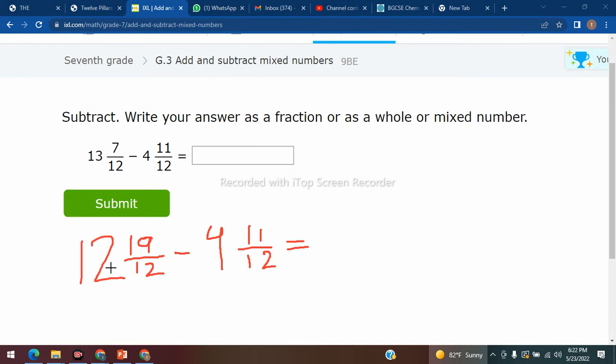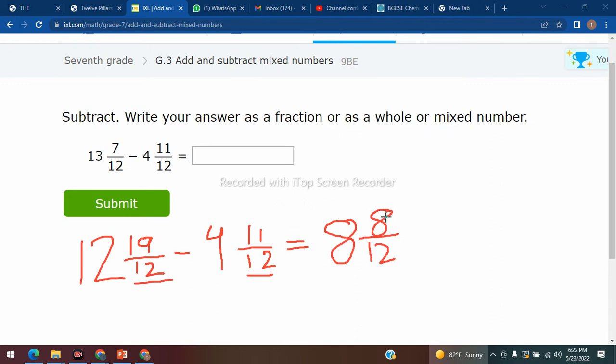12 minus 4 is 8. We do not change the denominator, so at the denominator we can have 12 here. And then 19 minus 11 is what? 11, 12, 13, 14, 15, 16, 17, 8.